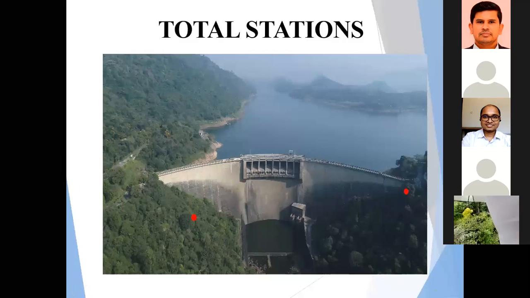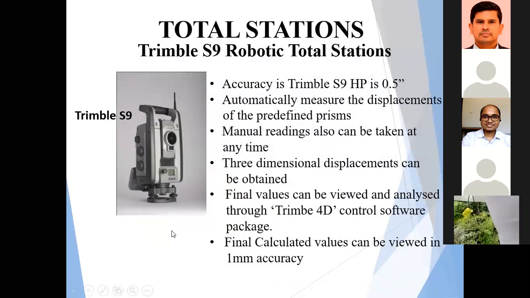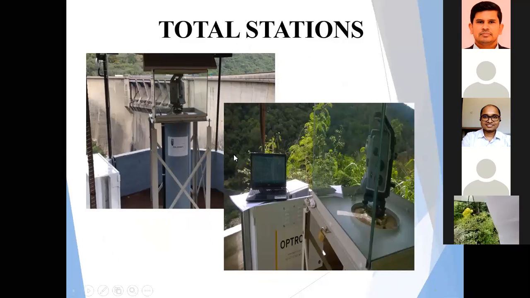Then we positioned two robotic total stations, from here and there. Automated robotic total stations. This is the total station we have used. We are using Trimble S9. You can see the data of that instrument. It is very accurate. Actually, we can take very accurate readings from that. As you can see here, it is installed on two solid pillars.